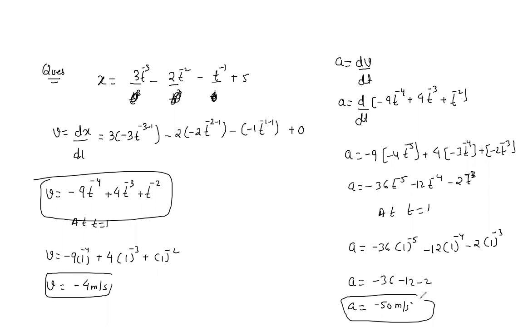Noor, note it down. Sir, the acceleration should be plus 36, right? 36 t to the power minus 5. Just a second, because minus, right. That's plus 36. Plus 36 minus 14, so that's 22 meters per second squared.